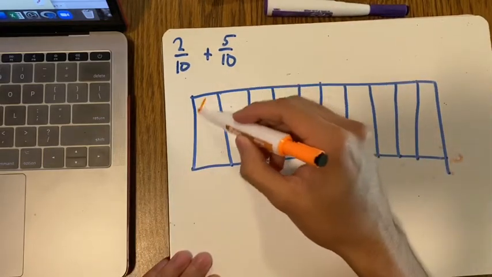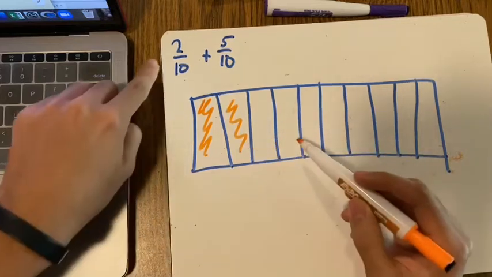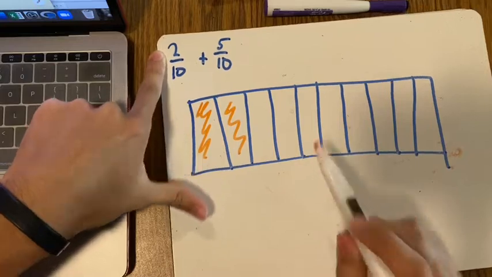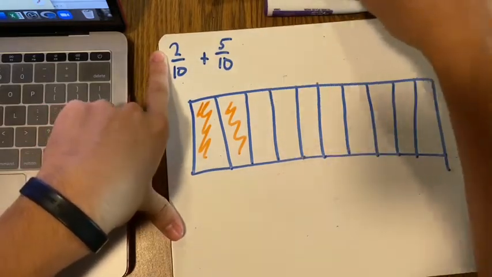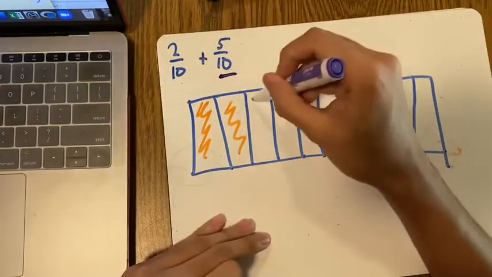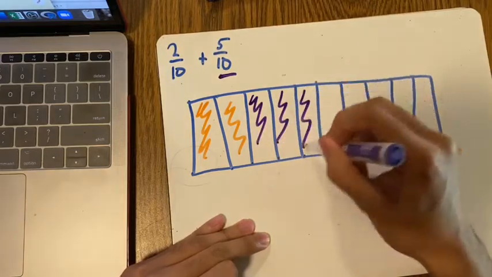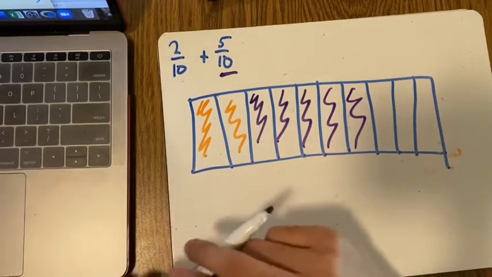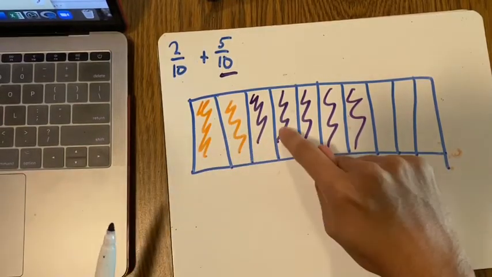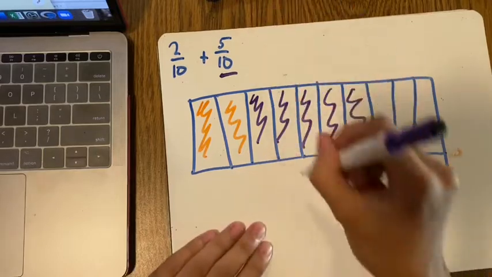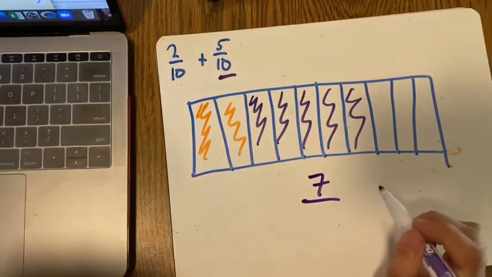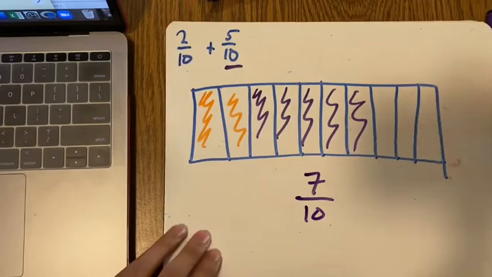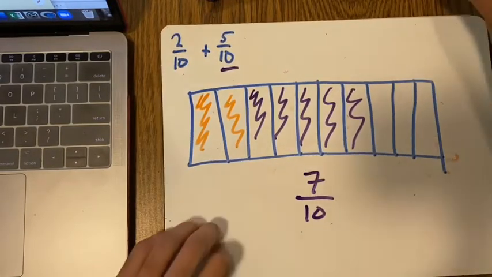I start off with 2, 1, 2, right? Because I have 2/10 shaded in. And then I'm going to shade in how many more? Exactly, 5. And I'll do that in purple. 1, 2, 3, 4, 5. So now how many do I have shaded in? I have 1, 2, 3, 4, 5, 6, 7. 7 over 10. All right, and that's it. So again, we got the same thing as we did from our number line.